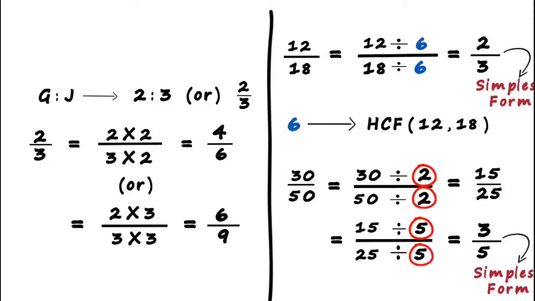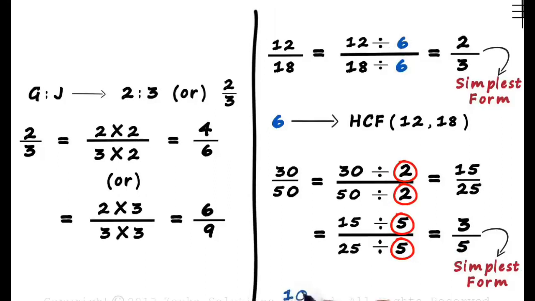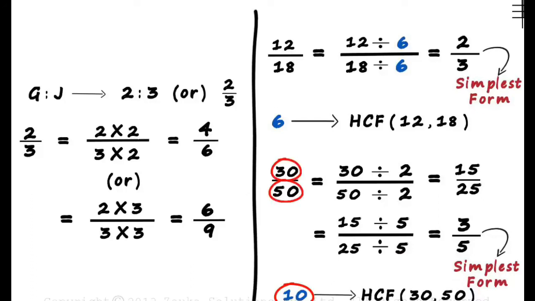For 30 by 50, the product of all the numbers which we divided the numerator and the denominator by will be the HCF. Here 2 times 5, which equals 10, is the HCF of 30 and 50. I would recommend you to first find the HCF and then divide the numerator and denominator by it just once instead of performing division several times.